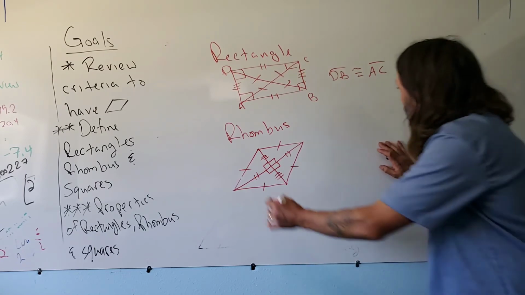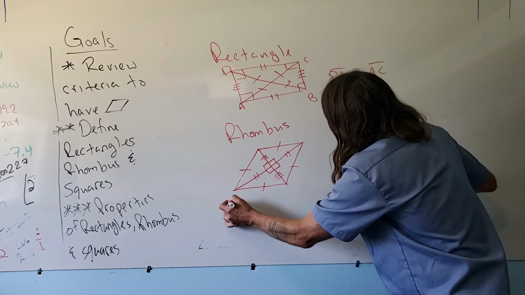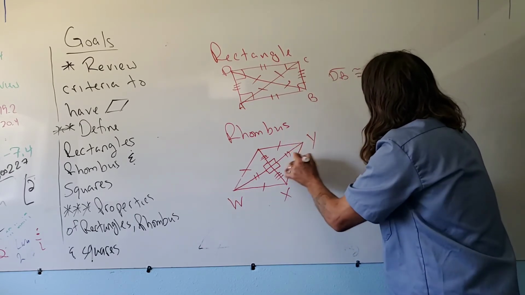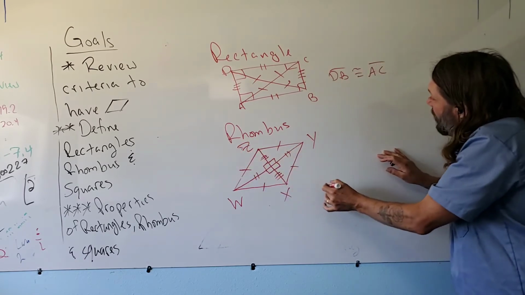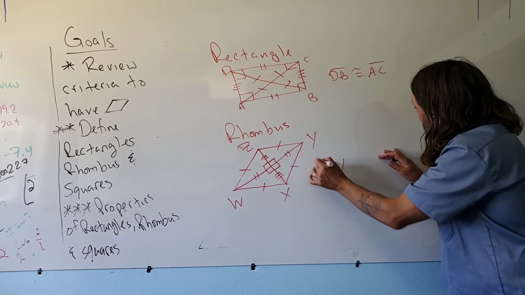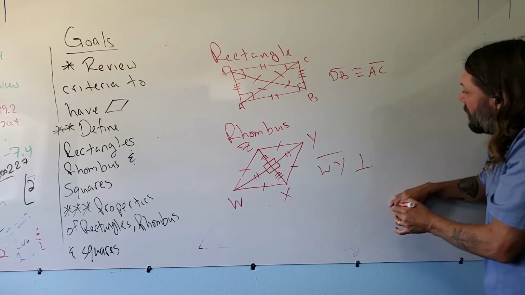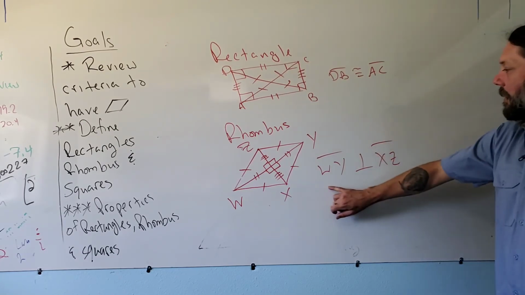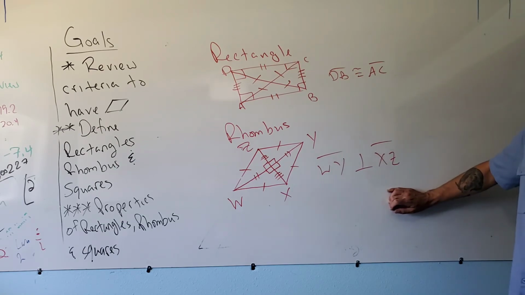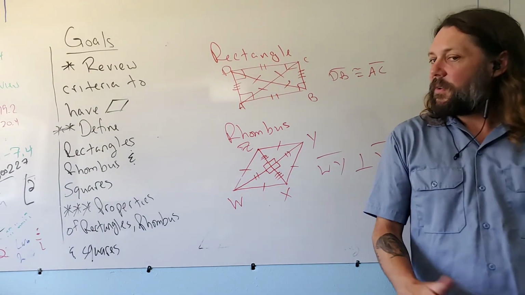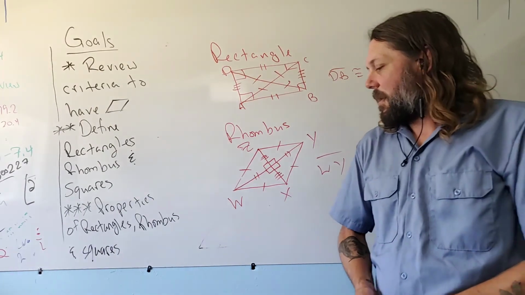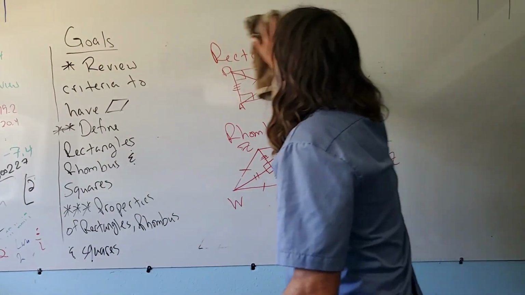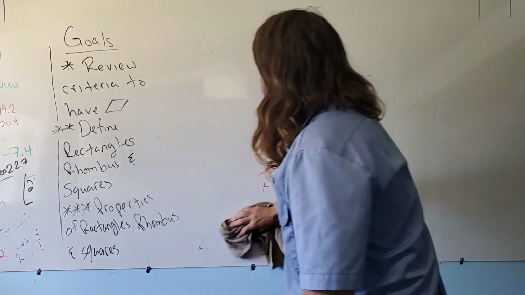And finally, actually, let me show you the notation for this. So this is W, X, Y, and Z. We know that WY is going to be perpendicular to XZ, right? Because I make a right angle. And again, if we have a square, it does all of this. So let me just show you what a square does, and that will finish our lesson.